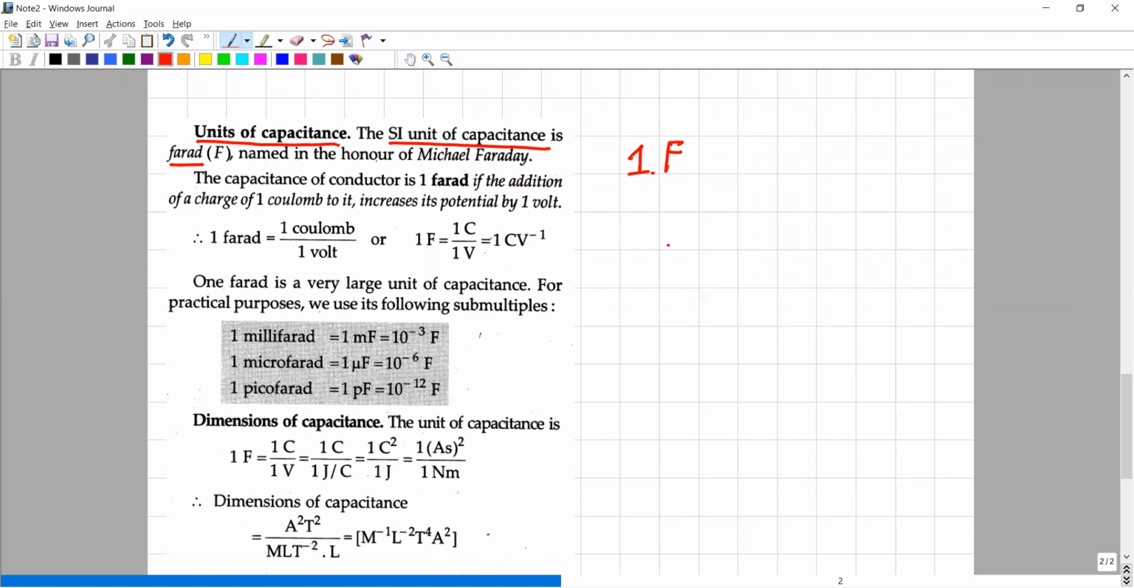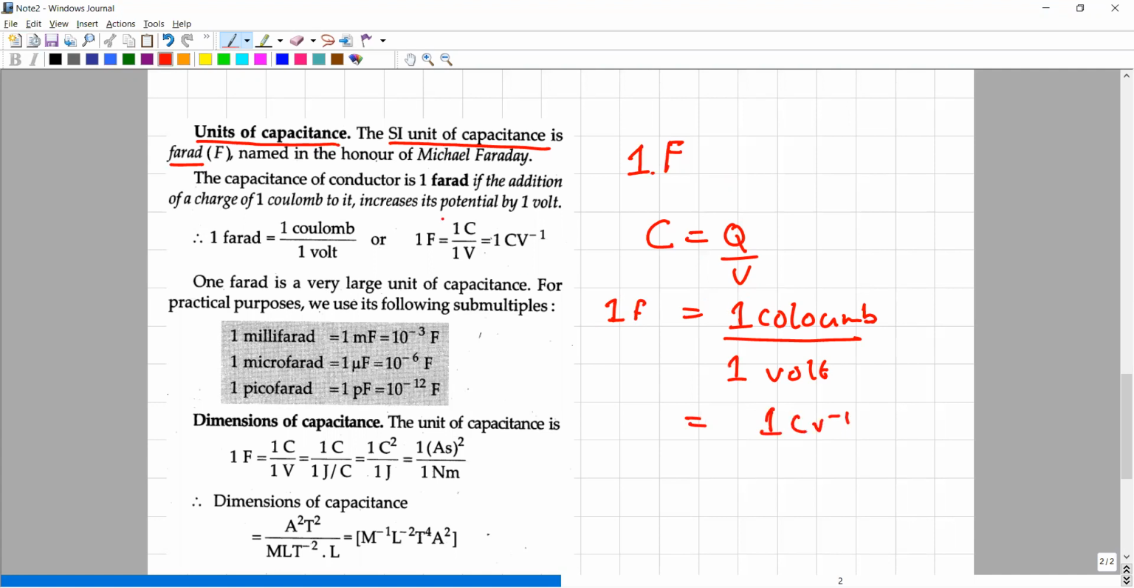Now, what is 1 farad? What was our formula for capacitance? C is equal to Q over V. Q is charge, we know, and charge has a unit of coulomb. So 1 coulomb over 1 volt. So 1 farad is 1 coulomb over 1 volt. That is 1 coulomb over volt.